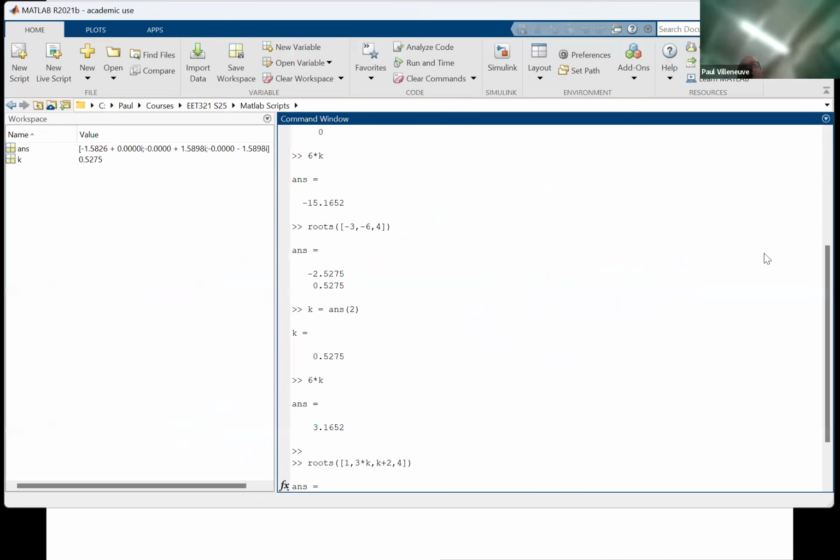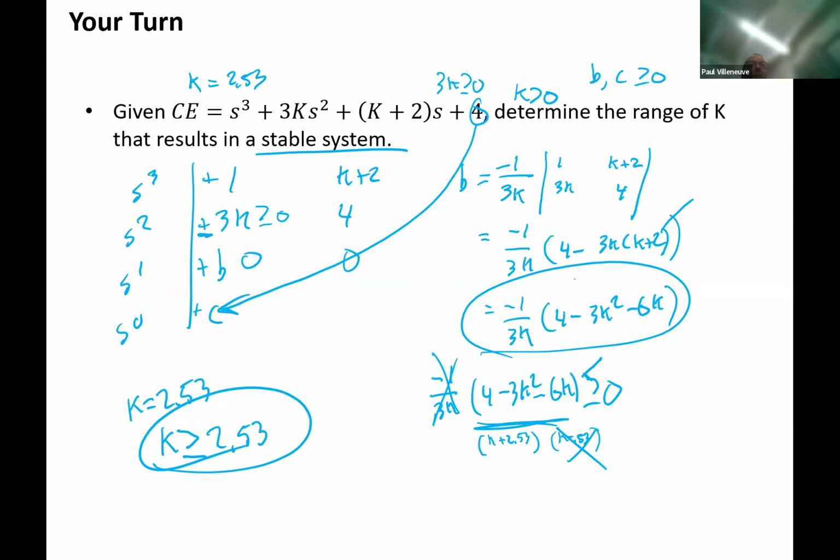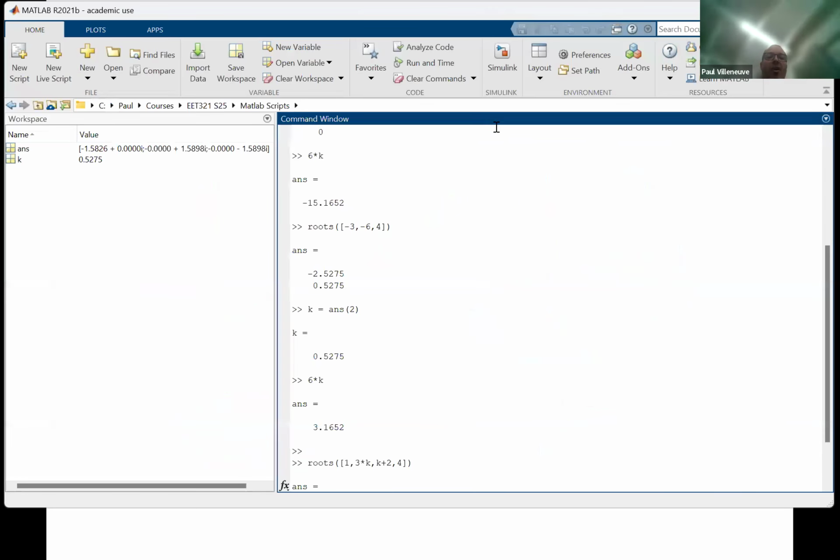And I did that already for you, right? So this is 1, 3 times k, k plus 2, and 4. Those are the coefficients of the polynomial here: 1, 3k, k plus 2, and 4. And I've already defined k to be equal to, I said, 0.5275.